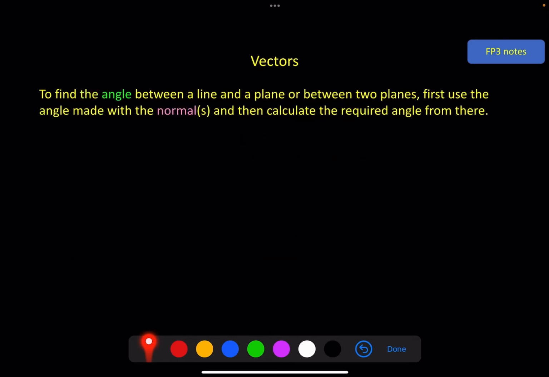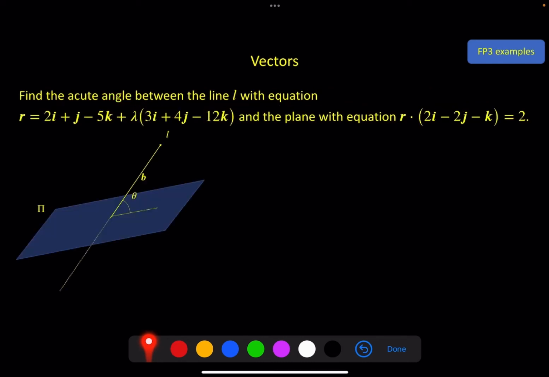Okay, moving on to angles. To find the angle between a line and a plane, or between two planes, I would say it's easier to use the normals. Find the angle made with the normal, or between the normals, and then use a good diagram and calculate the angle you need from there.